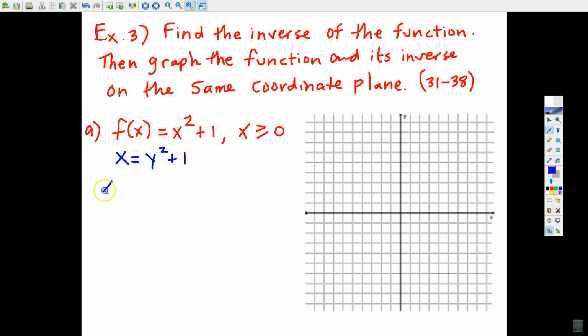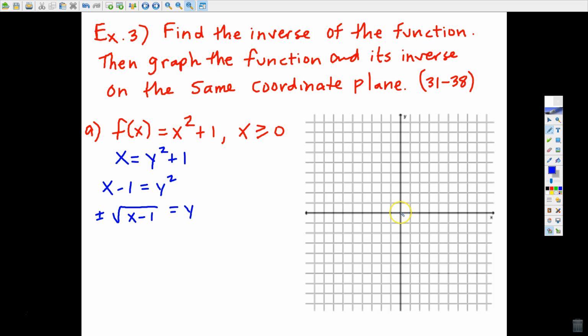So I subtract 1 from each side. And then I do the square root of each side. And so that represents the inverse. But when it comes to graphing, I'm only graphing part of this parabola, because notice the domain restriction. It says for this parabola, but only for x values that are greater than or equal to 0.